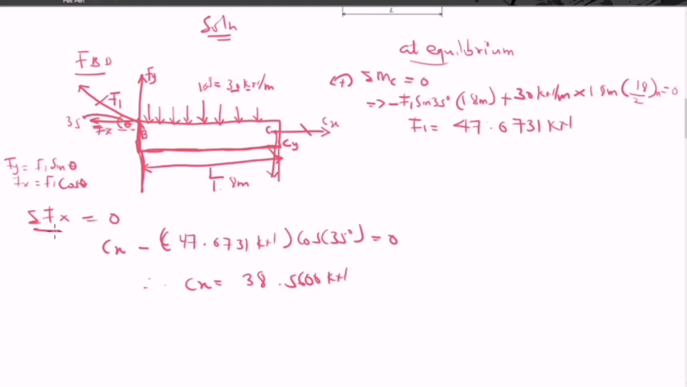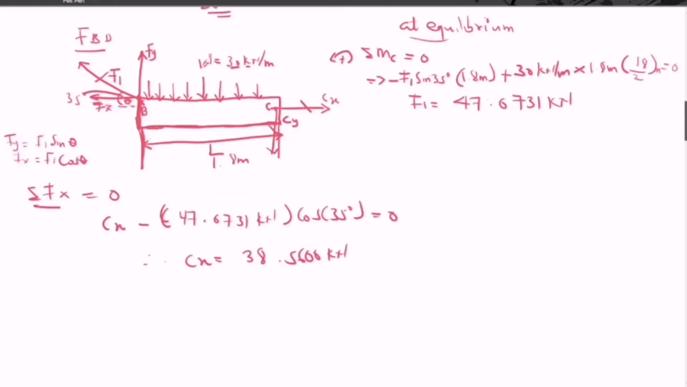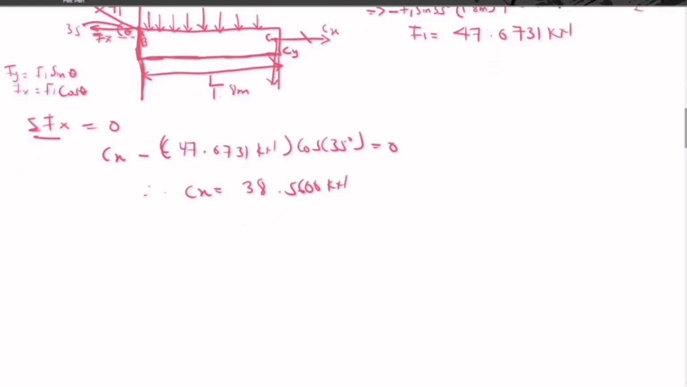The X component. Now let's continue. For us to find Cy, we need to create a moment at B so we can get our Cy. So creating a moment at C, we are going to use the equilibrium condition that the sum of moments at B should be equal to what? 0. So the sum of moment at B should be equal to 0.